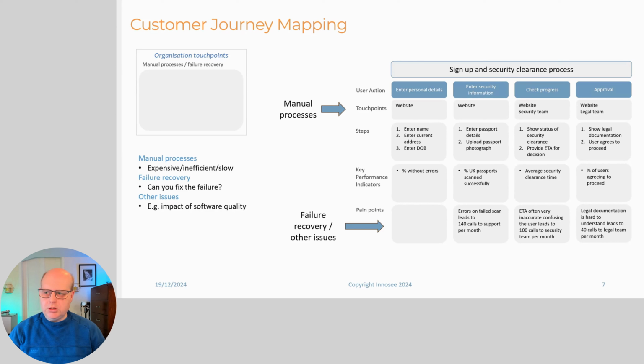If I think about the manual processes or failure recovery errors, I can look at the manual processes along the top where the touch points are, and I can consider, should I be replacing those? Are they expensive? Are they needed? And then the pain points cover failure recovery or other issues, and those are at the bottom.